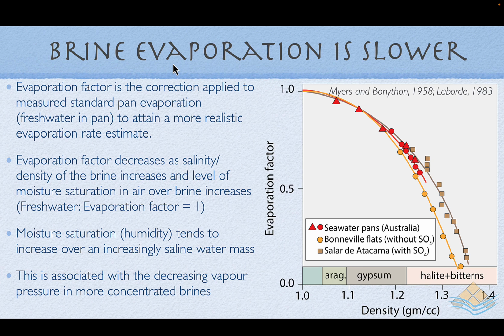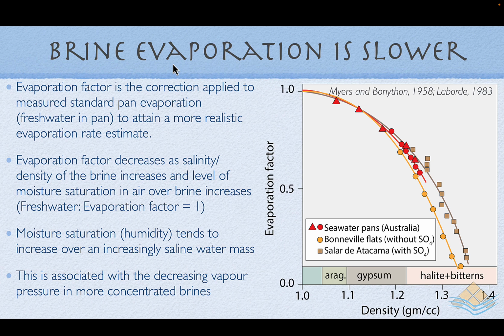So the evaporation factor, as we can see here, is decreasing related to the increase in the salinity and the density of that brine. And also it's related to the level of moisture saturation in the air over the brine. In other words, as the relative humidity increases above that brine, we slow the evaporation rate. Moisture saturation in the air above a brine mass tends to increase over an increasingly saline water mass. And as we'll see in a minute, this is associated with the decreasing vapor pressure tied into more concentrated brines.